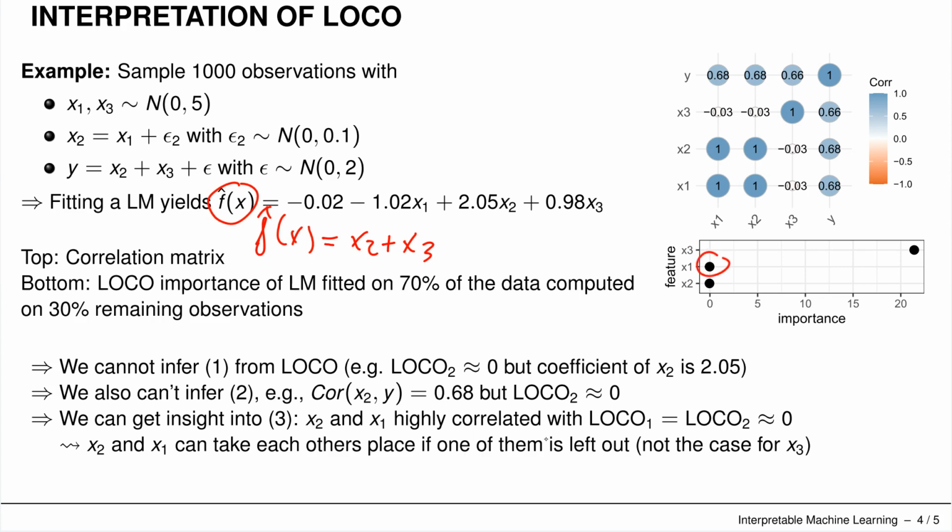If we would leave x2 out, the model would look approximately like this, which is wrong, but it would also give about the same prediction performance as this one, because x1 and x2 are so highly correlated. And because it gives the same prediction performance, the LOCO for x2 is also 0. So x1 and x2 can just take each other's place, and that's why LOCO is 0.